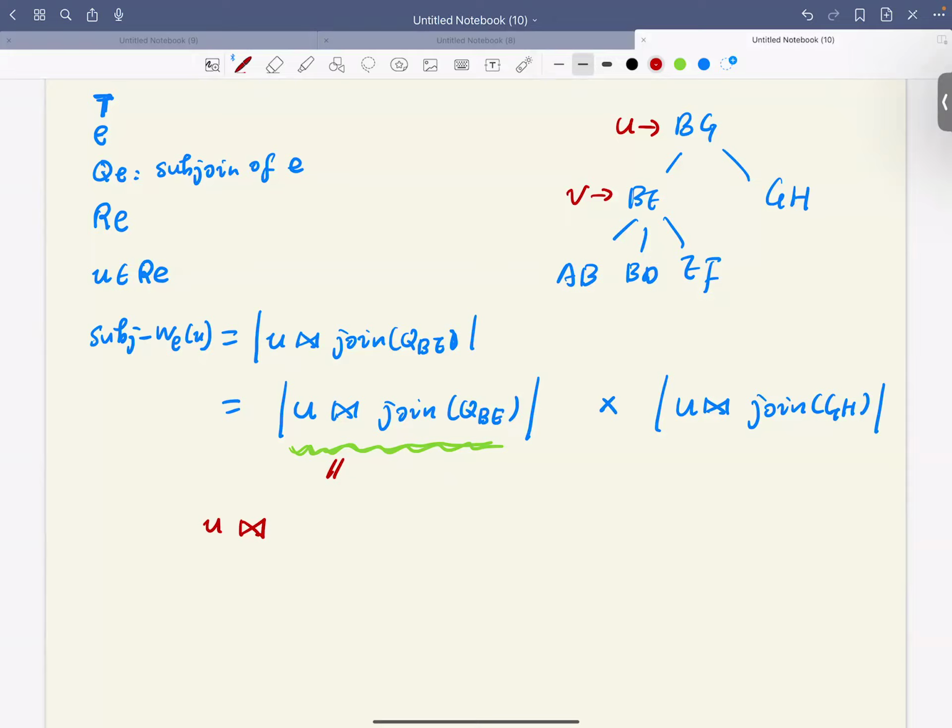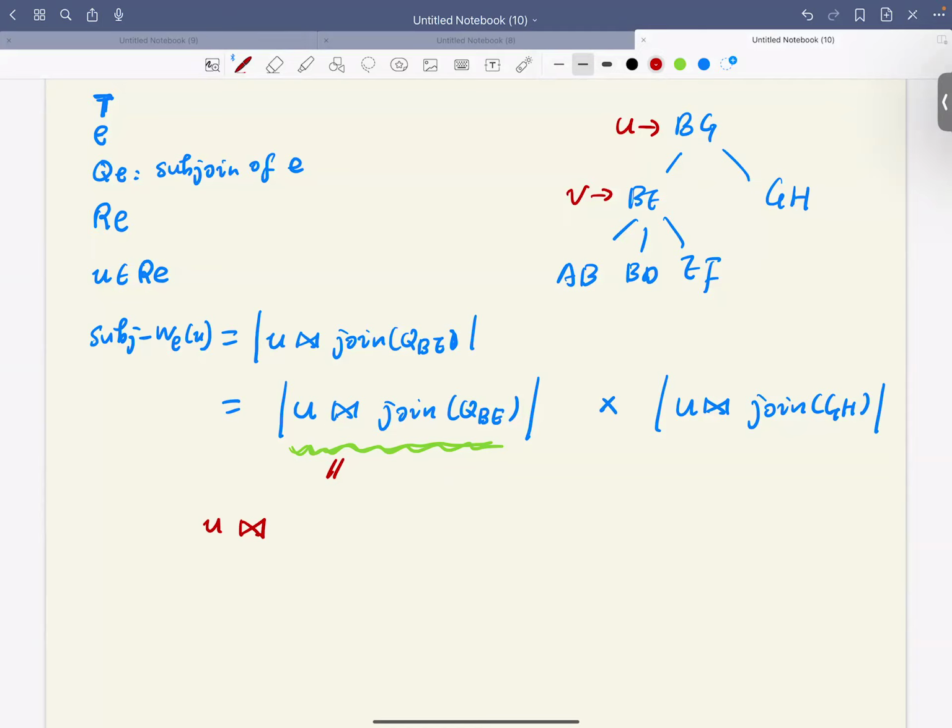So I ask the question, which tuples in BE are relevant to U? This U and V, they share attribute B. You can see that, right? And you know that if U and V are relevant to each other, their B values will have to be identical to each other. Otherwise, they are irrelevant. And therefore, if I want to compute the left-hand side, I don't really need the entire BE. I need only one group.